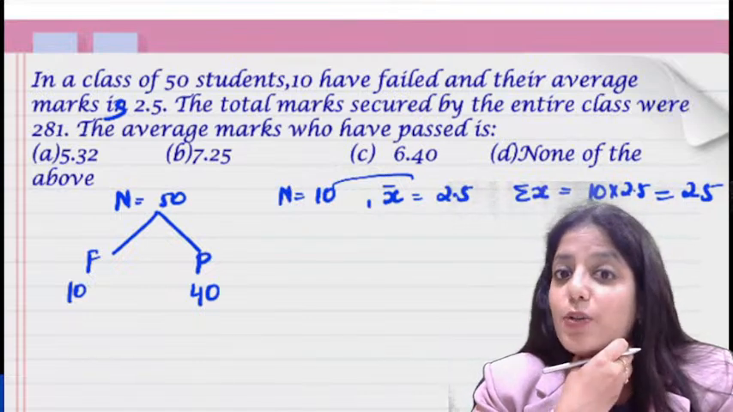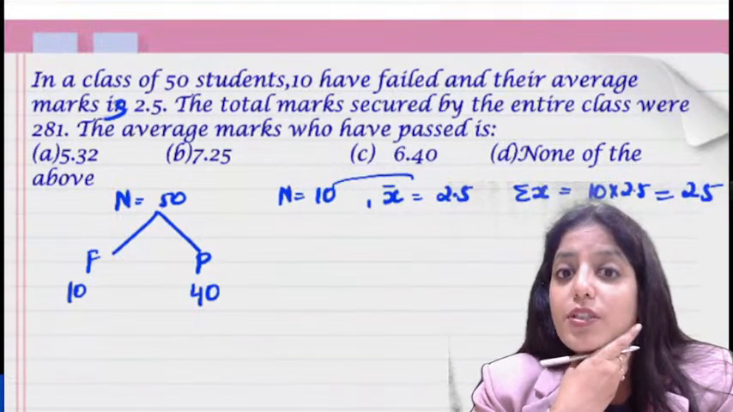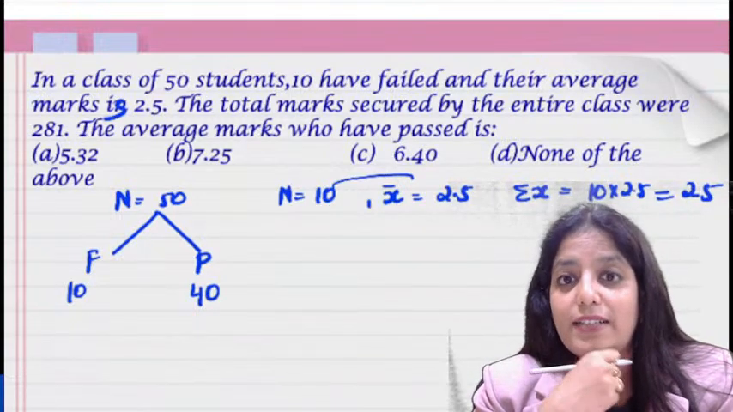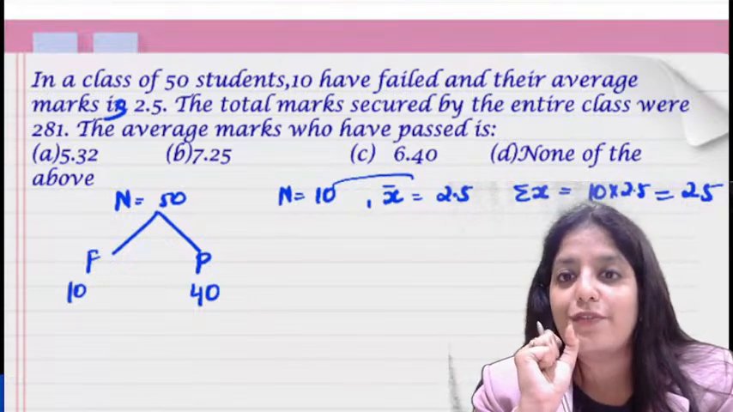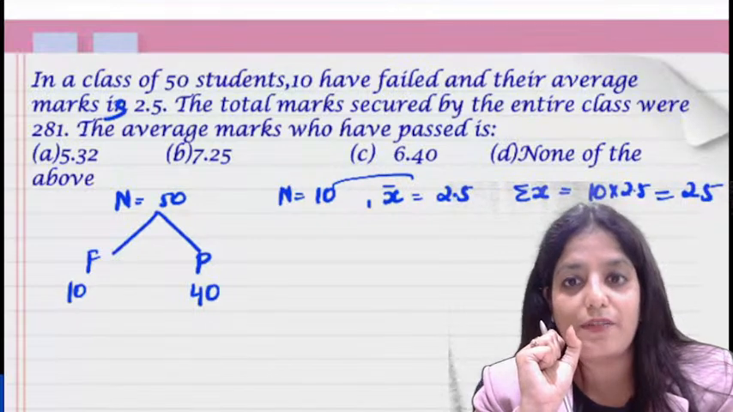Now in the next statement I have the total marks secured by the entire class. That is, I have the sum of the marks scored by 50 students as 281.